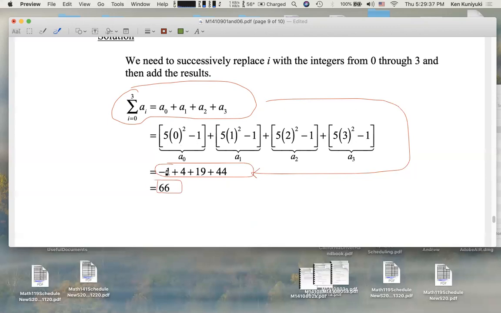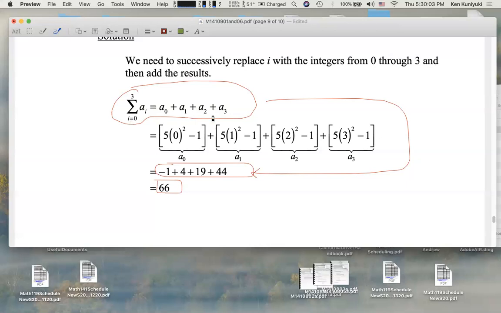A sub 0 is -1, A sub 1 is 4, A sub 2 is 19, A sub 3 is 44. In some cases, there are certain cancellations you can exploit where you can be cute, but it's usually most straightforward to work out these terms individually, okay, and then add them all up. The sum of these is 66. So we've evaluated the sum.